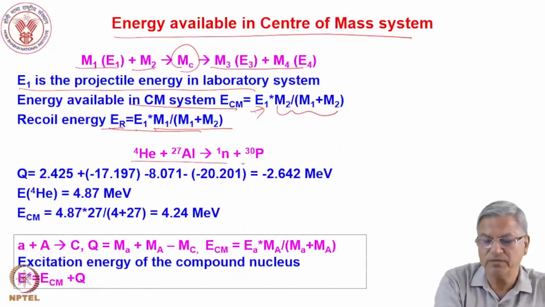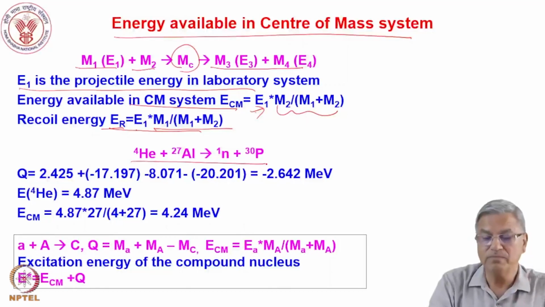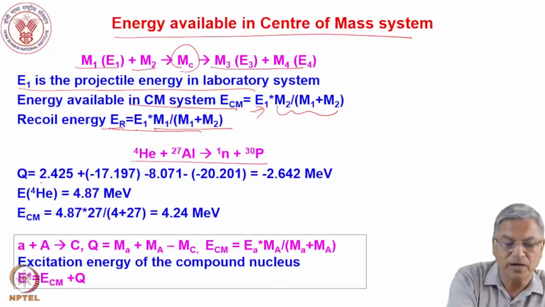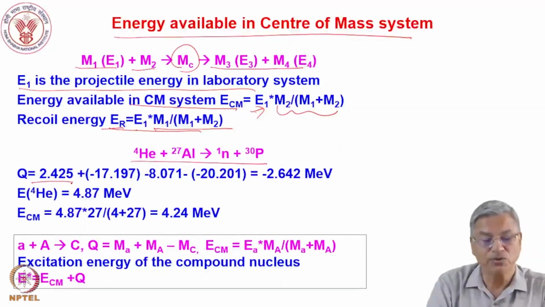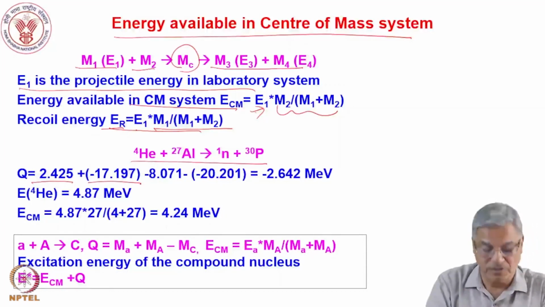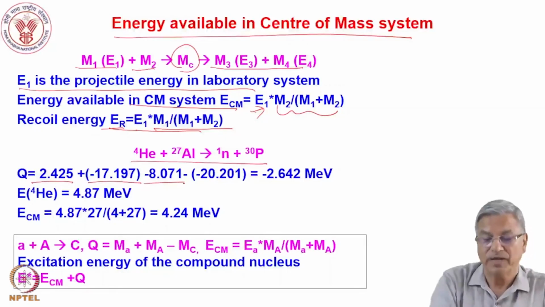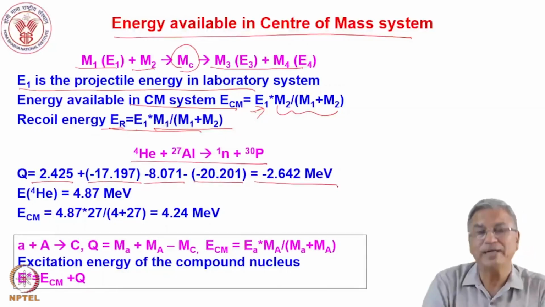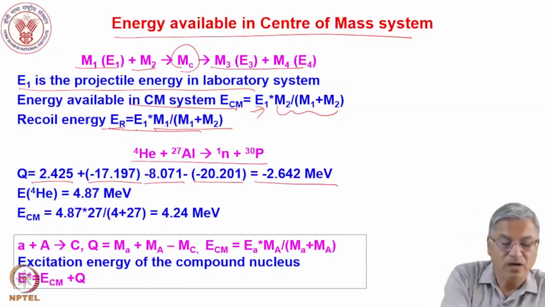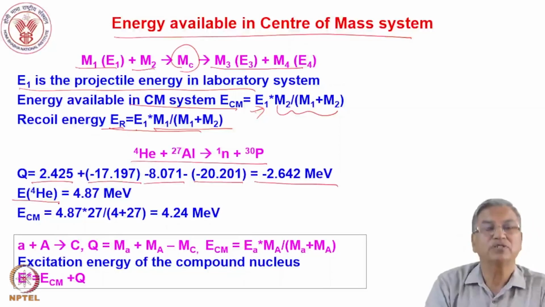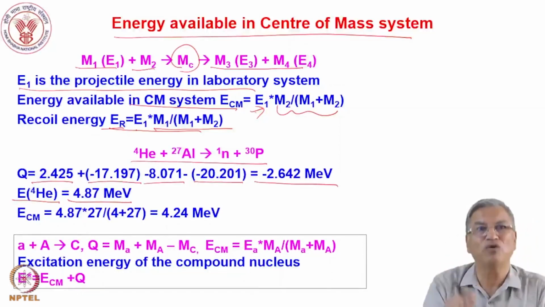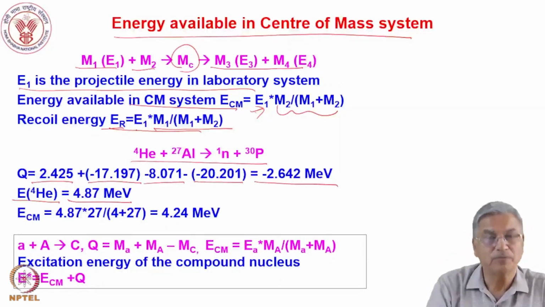So again, for this reaction, helium 4 plus aluminium 27 giving neutron plus phosphorus 30, the Q value we have calculated earlier: the mass excess of the alpha particle 2.425, delta M of aluminium 27 minus 17.197, the neutron mass, and the phosphorus 30. So this is equal to minus 2.642 MeV, which is an endoergic reaction. And now the projectile energy is 4.87 MeV, that is the energy of the alpha particle available from polonium-210 decay.